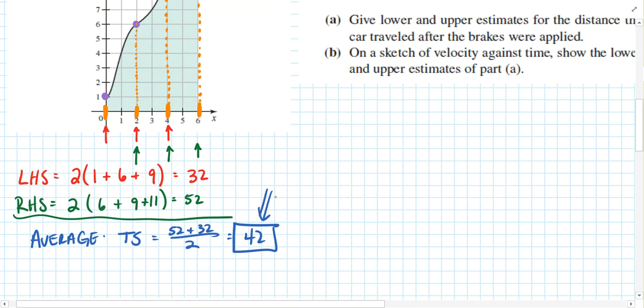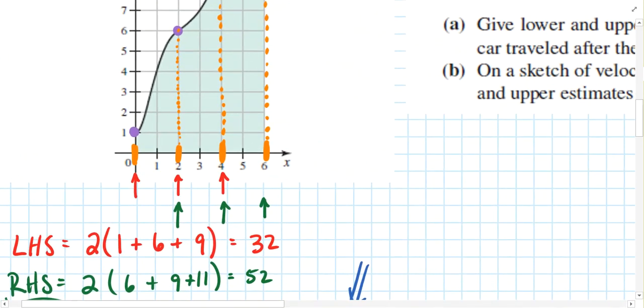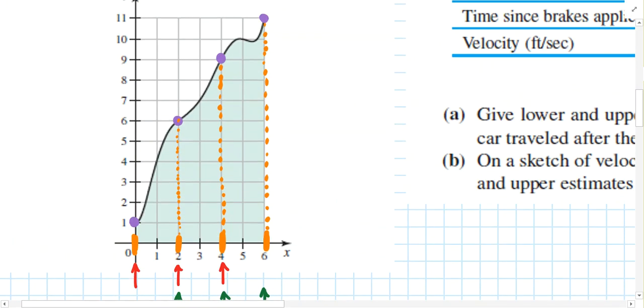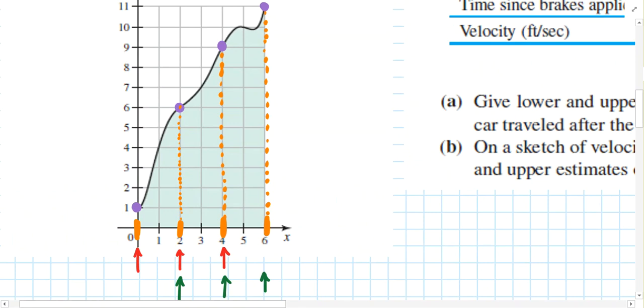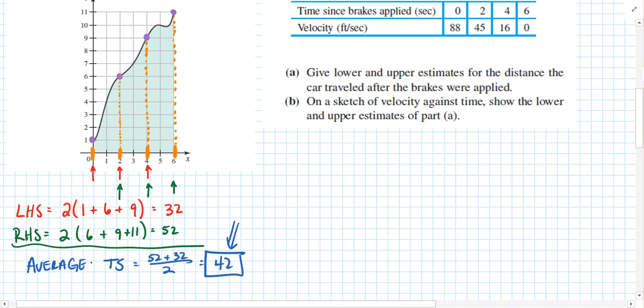We could make our estimate better by increasing the number of intervals. We could go to, say, a 6 subinterval, and we can compute our results from there. But I'll leave that up to you to try to see if you can do a better job than this.